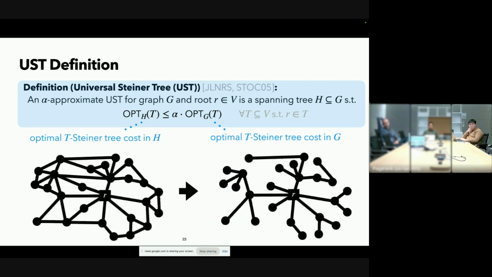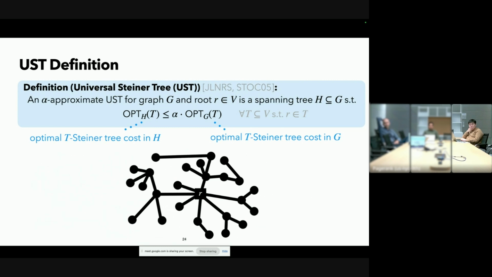So let me just return to the original motivation. What's the point of this object? Well, if you imagine client sets arrive over time and we're trying to repeatedly broadcast to them, it's now all of a sudden trivial to recompute what the optimal or approximately optimal Steiner tree is when we restrict to this thing.